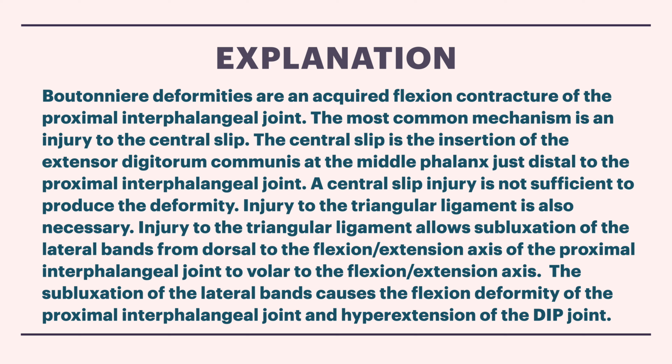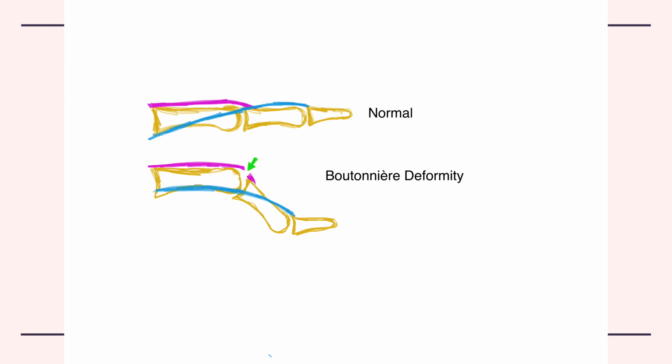So let's show that in a drawing so that you can better understand that. What you have here depicted in the top part of the drawing is a normal finger. The purple line is the central slip, and the blue line is the lateral bands. These are depicted in their normal orientation, with the lateral bands dorsal to the PIP joint and dorsal to the DIP joint.